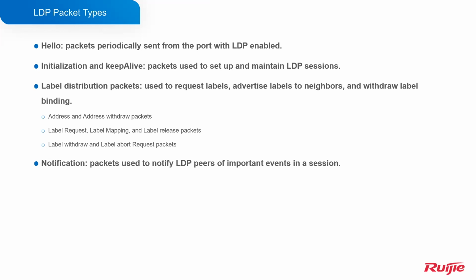And the last type is the notification packet. The packet is used to notify the LDP peers if some important event happens in the session. For example, if we delete the configuration, we will send out the notification packet to my neighbor. Please release everything because now I'm not working, something like this.